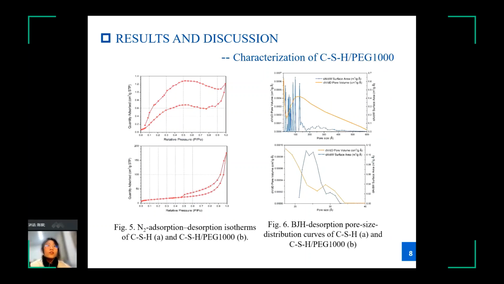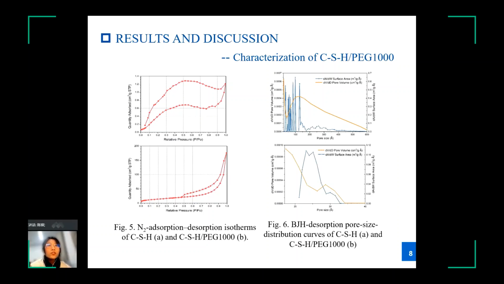The porous characteristic of the CSH and the CSH-PG1000 is examined. The results suggest abundant specific surface area and a wide range of pore size distribution. This multi-scale pore structure enables CSH to carry amounts of PCM of different particle size.